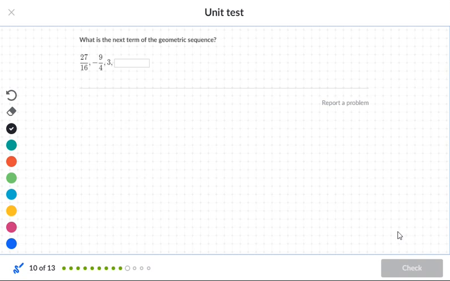Okay, what is the next term of the geometric sequence here? So right here we have the 27. This is going to be my first term, this is my second term, and this is my third term. Now notice the numbers are increasing here because you've gone from a fraction of 27 over 16 to 3. Also there's an alternation here. It's positive, then negative, then positive. So that tells me that the number is going to be a negative.